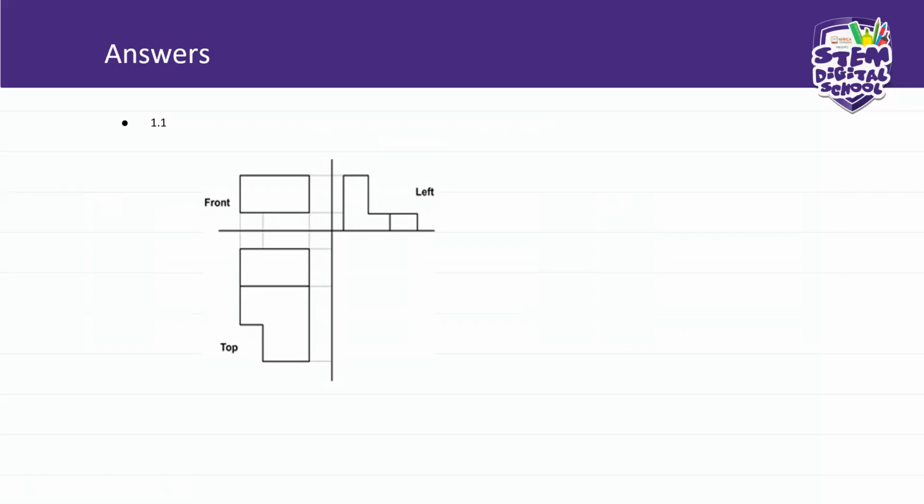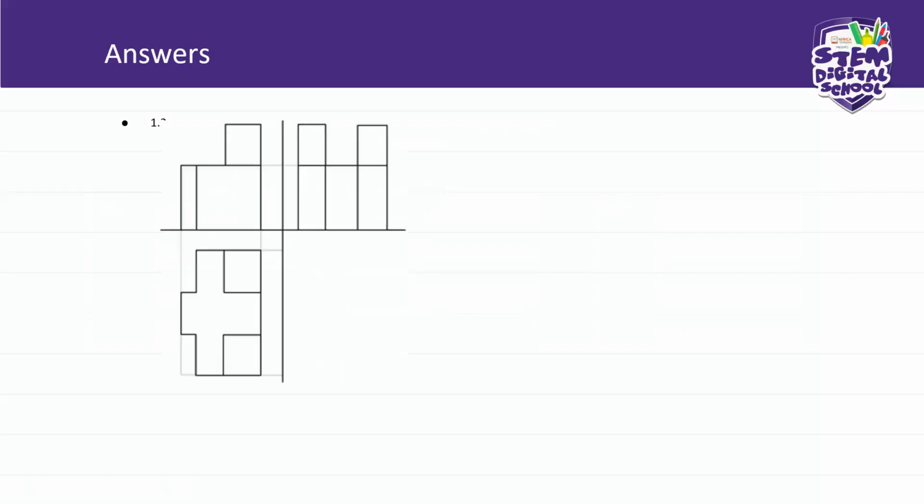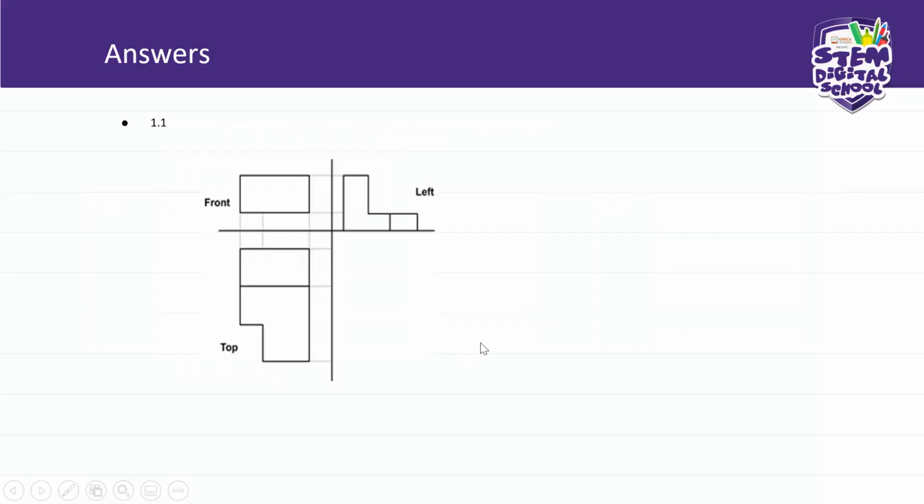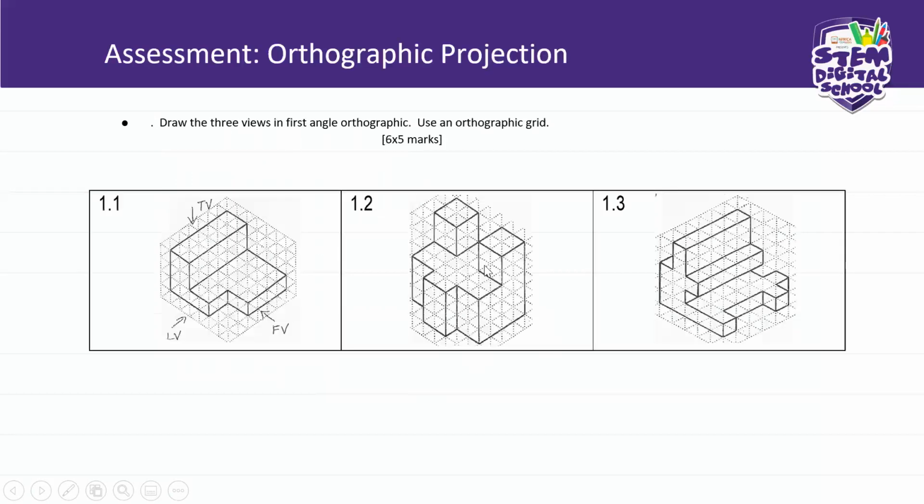Right. Then let's look at 1.2. That's 1.2. This is the front view, the left view, the top view. Okay, what do we see? On top, we see this and that and that. On the left, we see this and that and that. In the front, we see this.